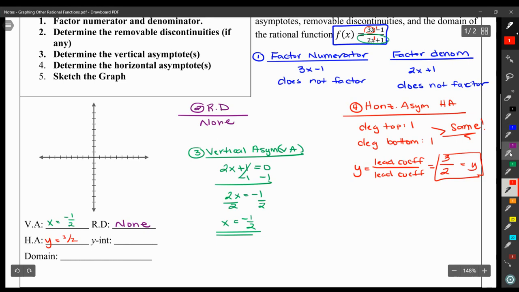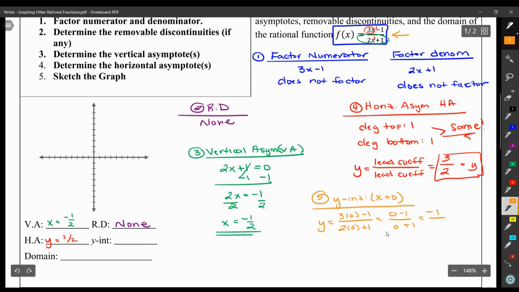Now, finally, let's go find the y-intercept. I know I don't have it at the top, but you shouldn't need any rules for a y-intercept, because y-intercepts are always found where x is equal to 0 every single time. So we're going to plug in x equals 0 to this original equation and get a coordinate. So we have y equals 3 times 0 minus 1 over 2 times 0 plus 1. Well, 3 times 0 is 0, 2 times 0 is 0, 0 minus 1 is negative 1, 0 plus 1 is 1, and negative 1 divided by 1 is negative 1. So my y-intercept is at 0, negative 1. And that helps you graph the function.